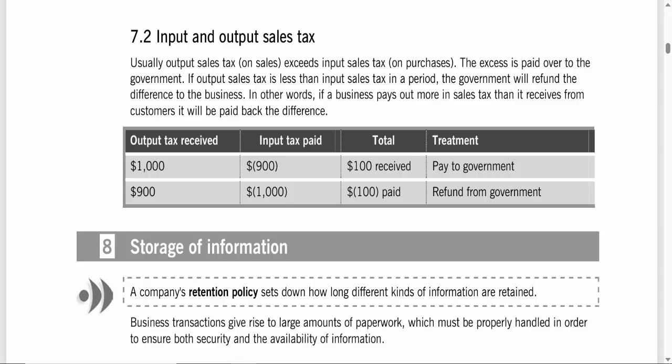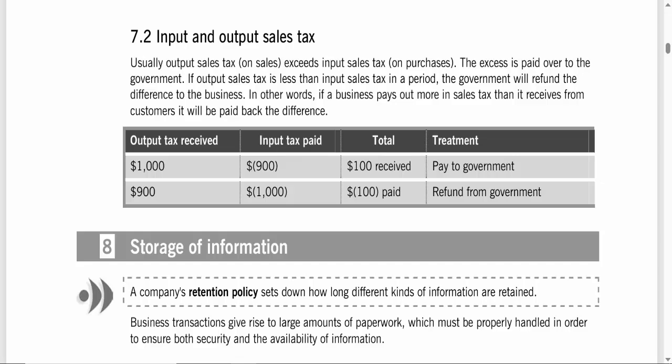How these taxes are balanced. At the end of a specific period, a business compares the total output sales tax it has collected from customers with the input sales tax it has paid to suppliers. If the output sales tax is greater than the input sales tax, the business has collected more sales tax than it has paid, meaning it owes the difference to the government. Conversely, if the input sales tax is greater than the output sales tax, the business has paid more in tax than it has collected, so it is eligible for a refund from the government.